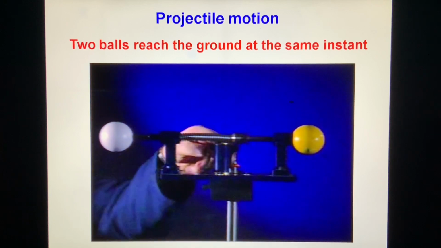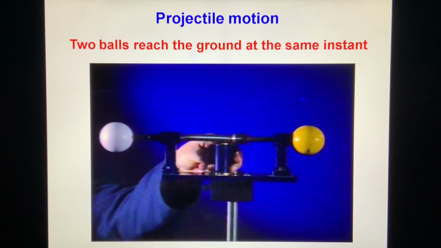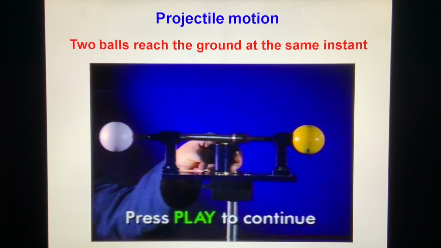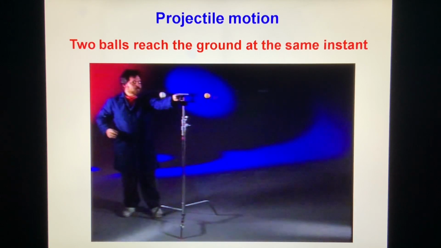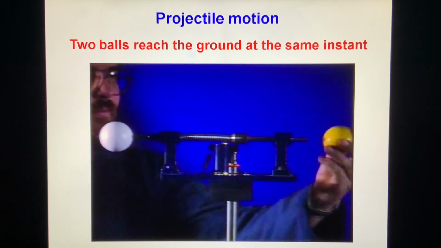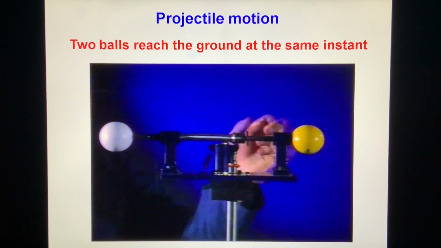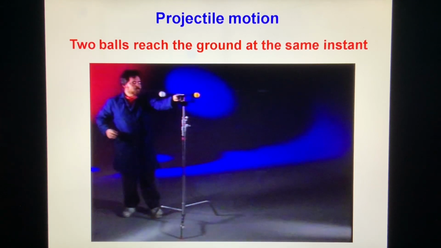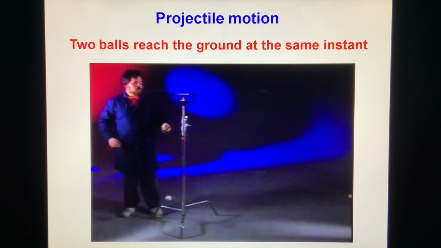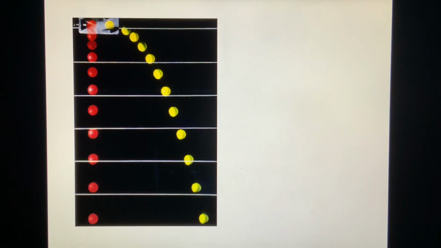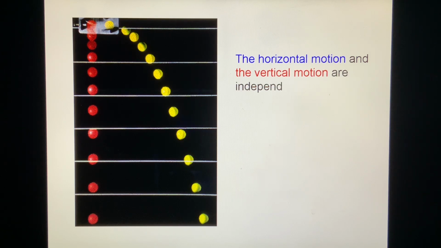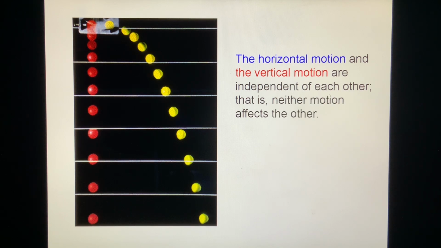If we drop one ball vertically at the same time we fire the other horizontally, which will strike the ground first? They both strike at the same time. The vertical acceleration of a falling ball is unaffected by its horizontal motion. The horizontal motion and the vertical motion are independent of each other. That is, neither motion affects the other.